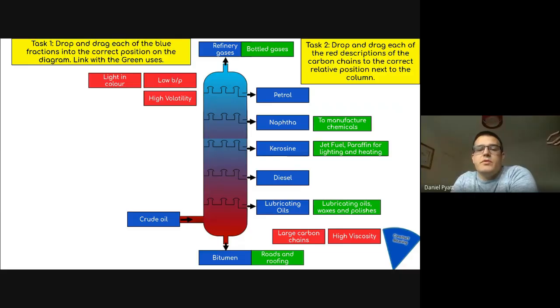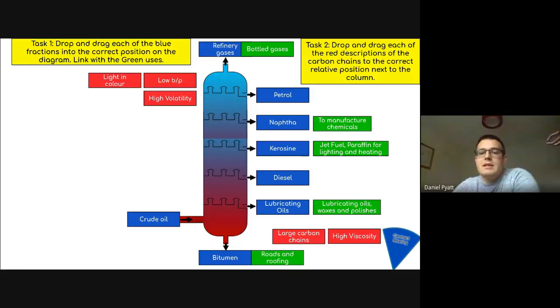So first of all, the blue boxes. You can see at the very top we have refinery gases, then petrol, then naphtha, kerosene, diesel, lubricating oils, and bitumen. And obviously we have crude oil coming in at the very bottom on the left-hand side. And just to reiterate, crude oil is just a mixture. All of these fractions are together in one mixture in crude oil when we extract it from the ground, and that's why we need to separate them.